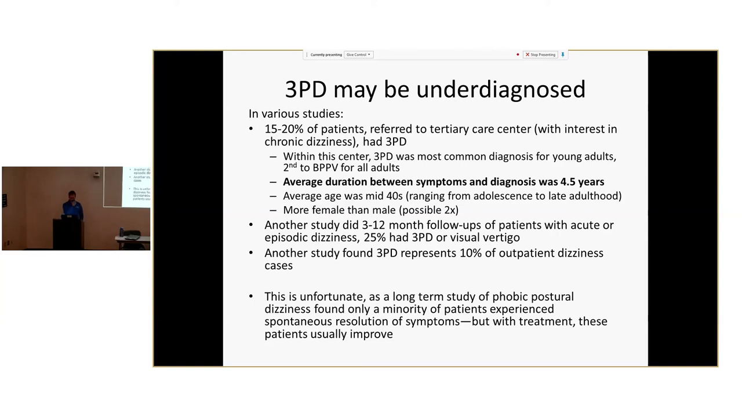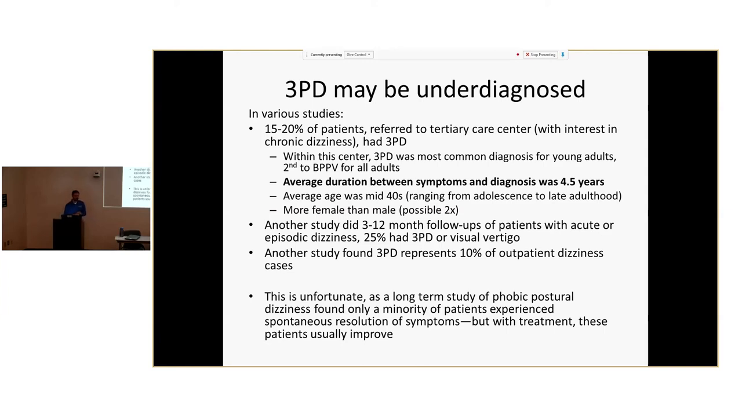You can see the numbers up here, but the numbers vary between 15 and about 25%, depending on where you are. So if you're within physical therapy a center that treats neuro, your incidence might be higher. But there was a study that looked at people with acute or episodic dizziness, a lot of positional vertigo, hypofunction, and 3 to 12 months later, a quarter of them had 3PD or visual vertigo. So that's a significant amount.